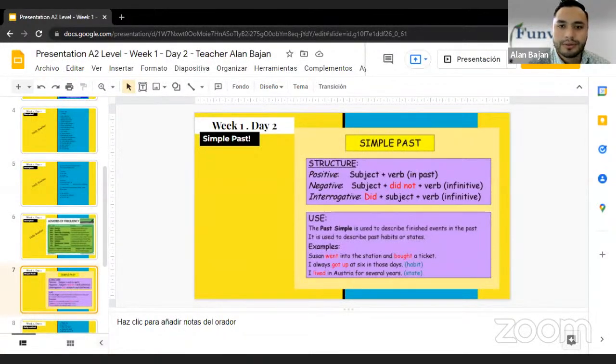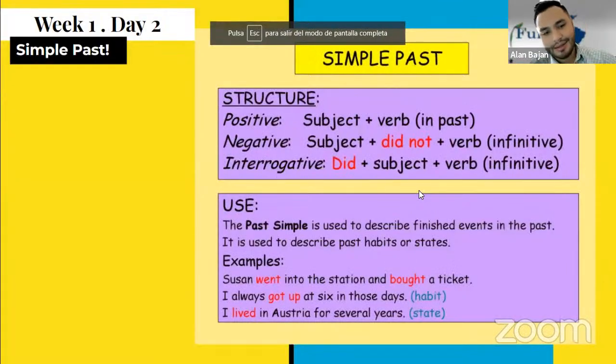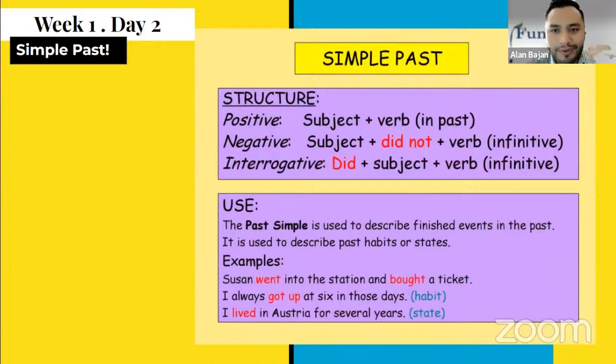Okay. So, simple past, actions happening before the present, right? That's before the present. And again, we have positive or affirmative sentences, we have negative sentences, and interrogative sentences.